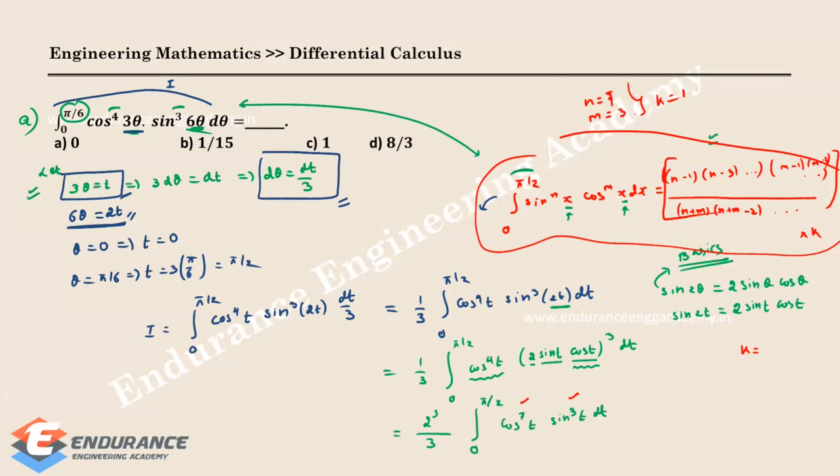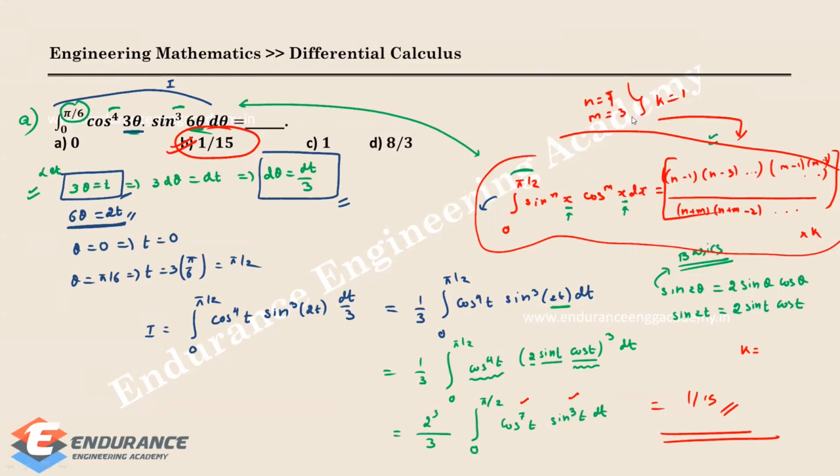So k is 1, n is 7, m is 3. Substitute it in the formula and get the answer. The last step is in your hand. K is 1 because both are not even. So substitute in that formula and then get the answer. If there is any doubt, you can ask me, or else we can move to the next.